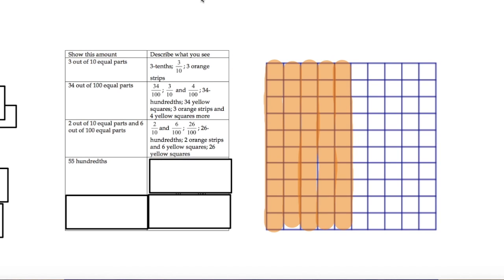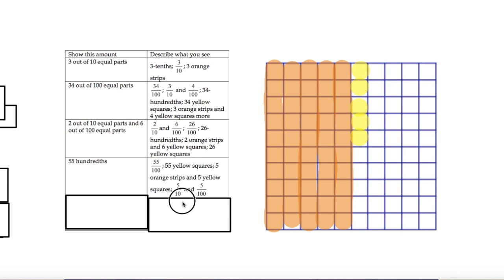Now we need to add 5/100ths. 1/100th, 2/100ths, 3/100ths, 4/100ths, 5/100ths. Altogether, we have 55/100ths colored in. Now, what do we notice? You might think of this as 55/100ths in fraction form, 55 yellow squares if we had done it the long way, 5 orange strips and 5 yellow squares, and 5/10ths and 5/100ths together would also have been an appropriate answer.